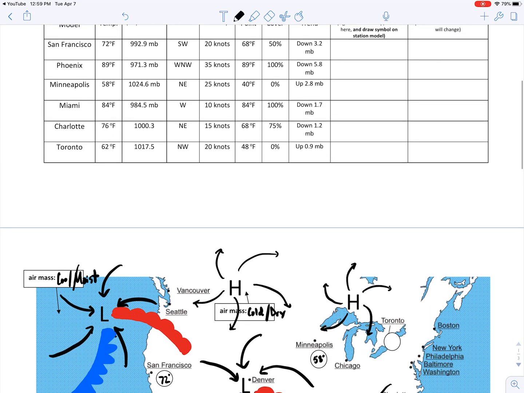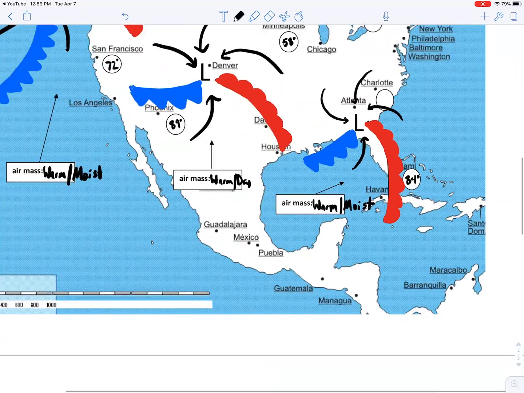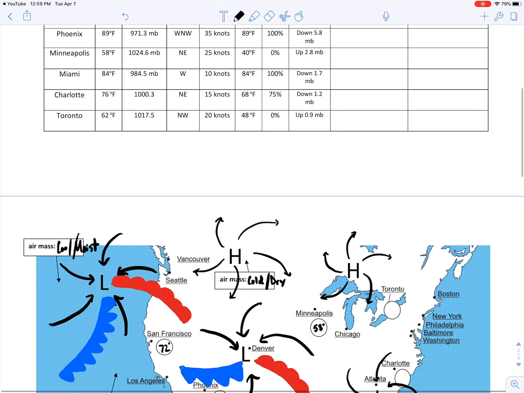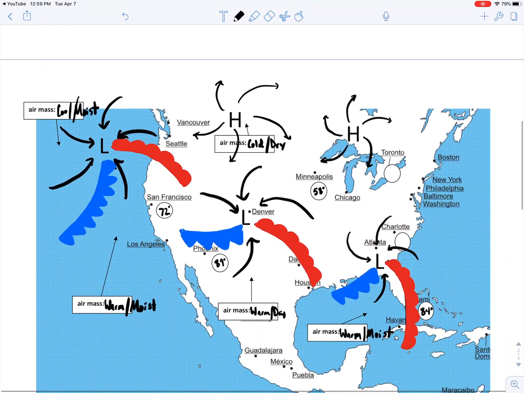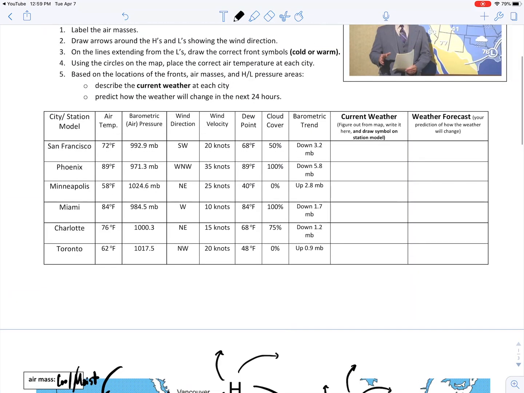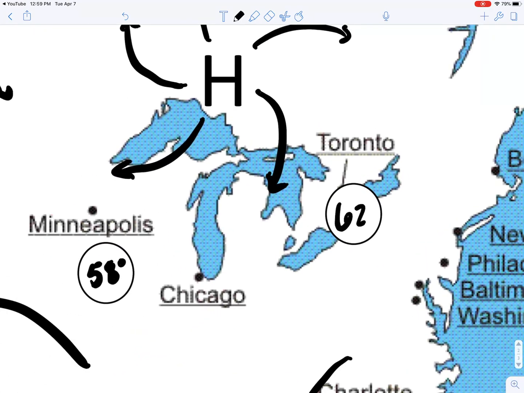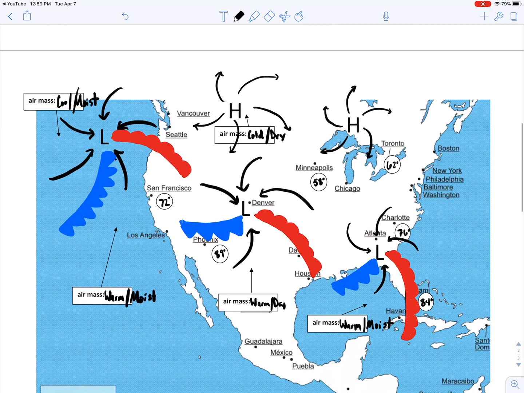Minneapolis is 58. In Minneapolis. Miami is 84. Let's go back here. Charlotte is 76. And Toronto is going to be 62 degrees. All right, here we go again.